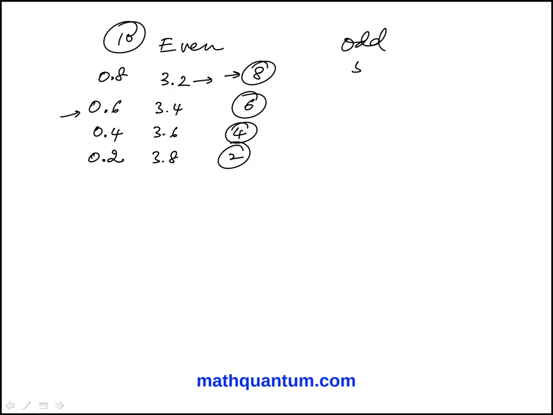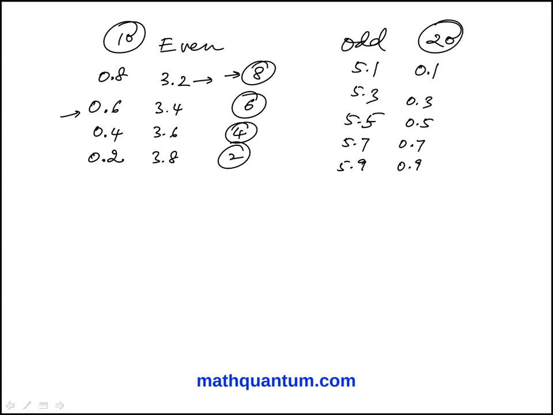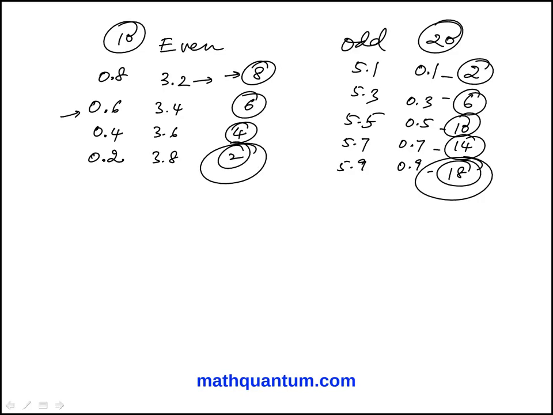Now with the odd ones, say 5.1, 5.3, 5.5, 5.7, 5.9, the sum is going down by 0.1, 0.3, 0.5, 0.7, 0.9, and there are 20 of those. So the net decrease here is 2, 6, 10, 14, and 18. And these are negatives. So we have to see, is there a combination where I can get to minus 16, 6, and 10? Well, if I pair the 2 with minus 18, that gives me minus 16. So minus 16 is possible.